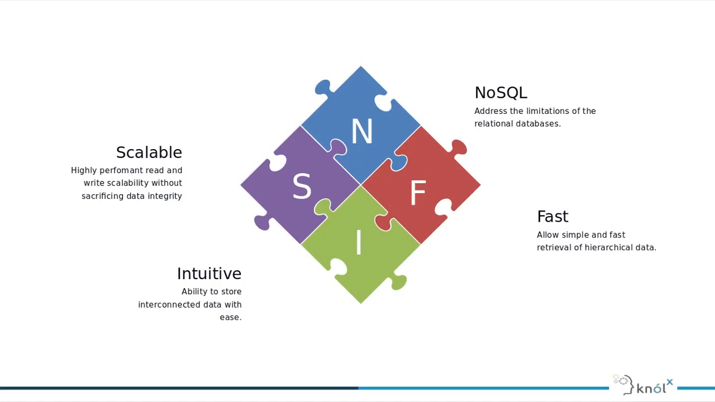And the last one is scalable. Like any other database out there, relational or NoSQL or whatever, it's scalable. You can scale it horizontally or vertically in any form you want. So these are the features due to which GraphDB is becoming popular nowadays.